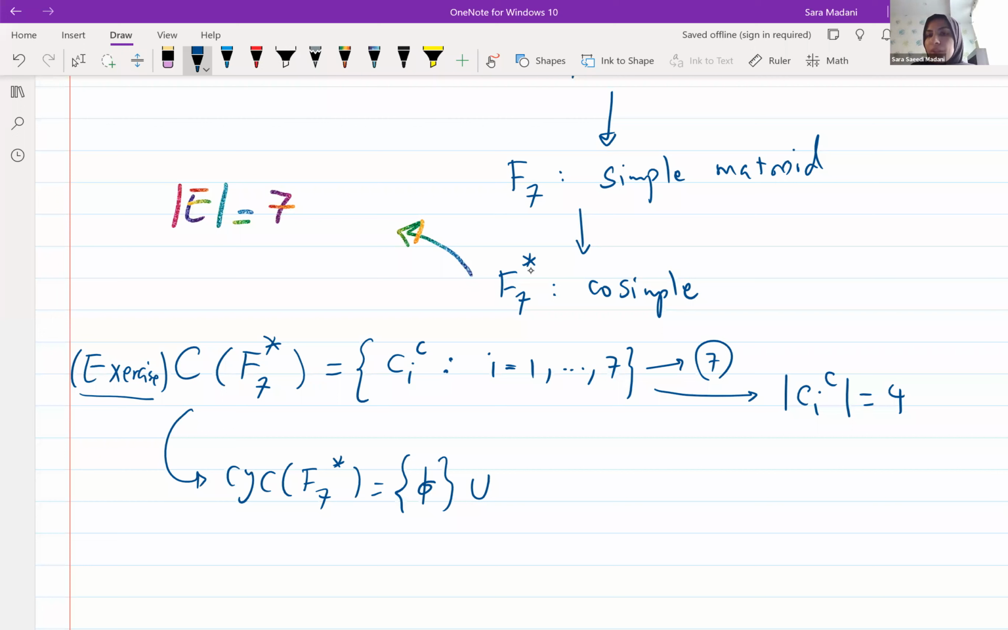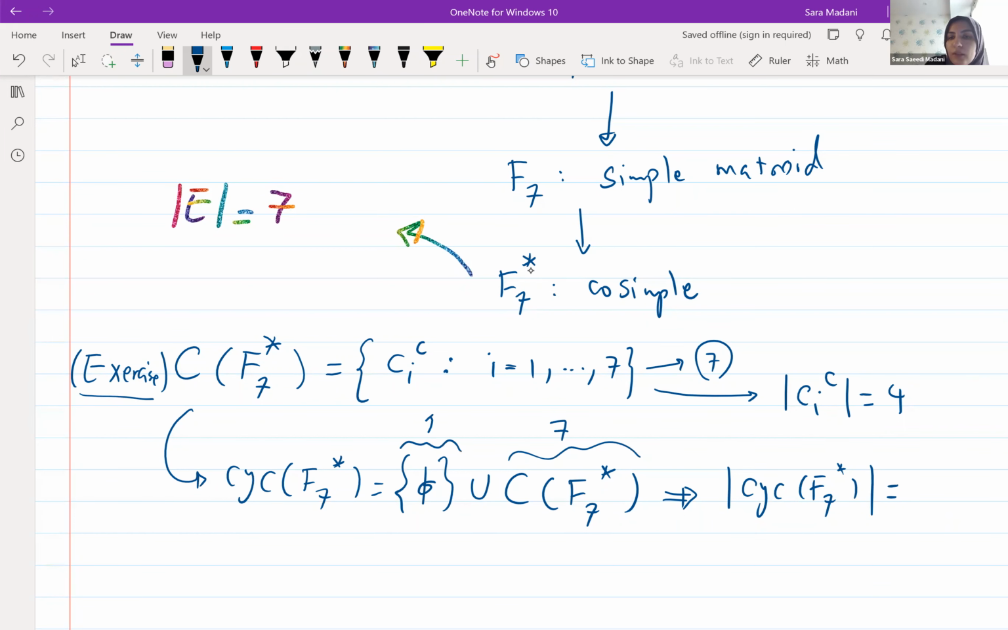No pair of them could be disjoint for sure. So the only disjoint unions could be trivial disjoint unions, just by one of these. So I just have circuits themselves together with the empty set, and I cannot take any disjoint union of them. So now the cardinality of this cycle set F7 star is just 7 here, 1 here, 8.